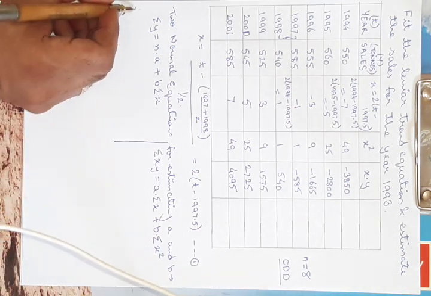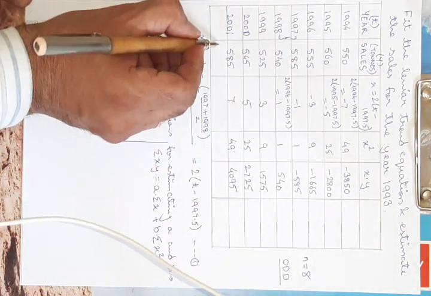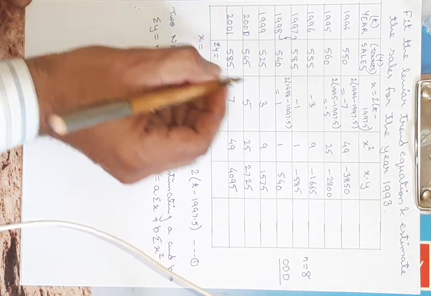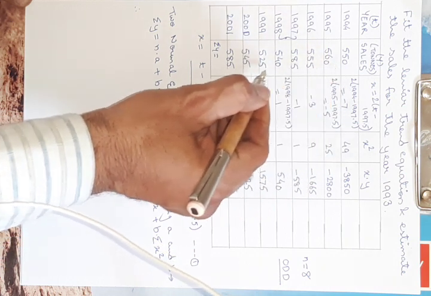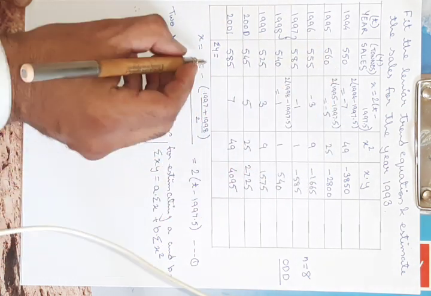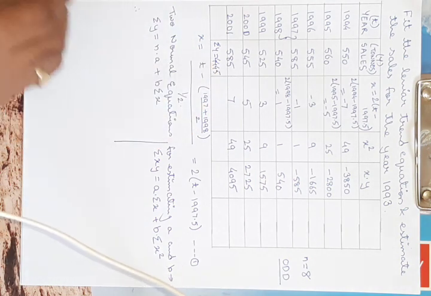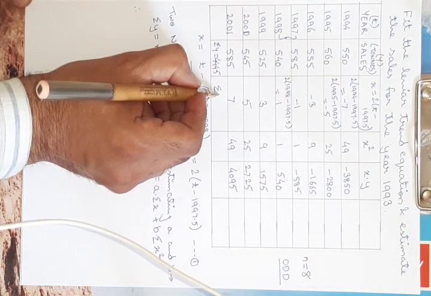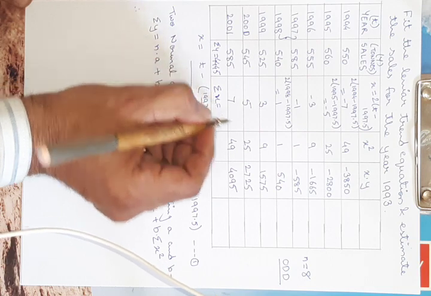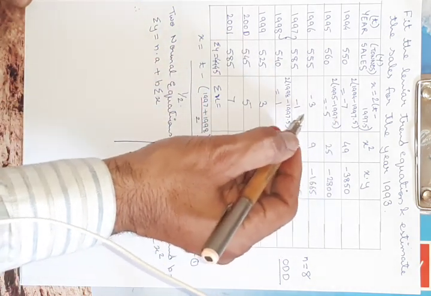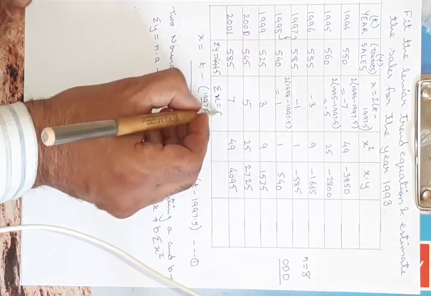So what is the value of summation of y? We need to take the total, add all these values, and then we get the answer. The answer is 4445. Similarly, we need to calculate the value of summation of x, which is minus 7, minus 5, minus 3, minus 1, 1, 3, 5, 7. So this becomes 0.